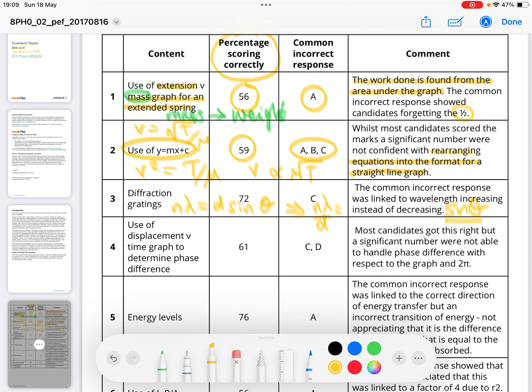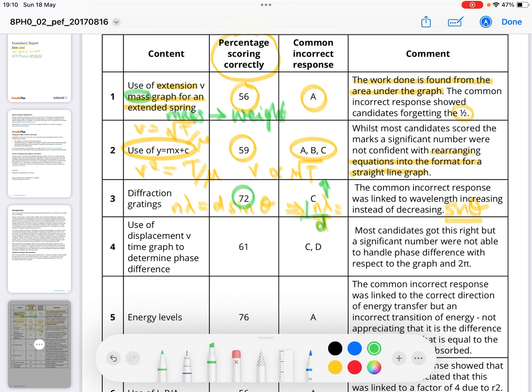So if you increase lambda, that will be one way. And if you increase 1 over d, so remember this d is on the bottom, then that will also increase sine theta, okay? Because they want the number of slits per millimeter, which is 1 over d, whereas d is a distance between them. So that's how you do it. This one, 72% got it right.